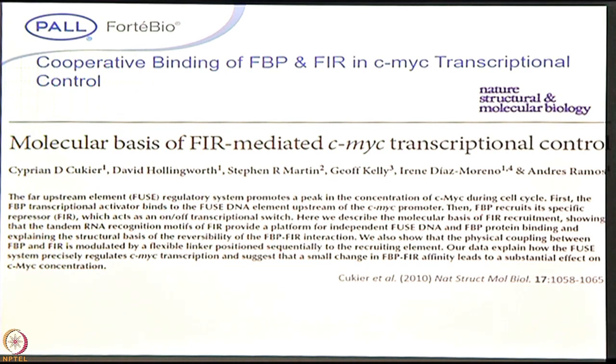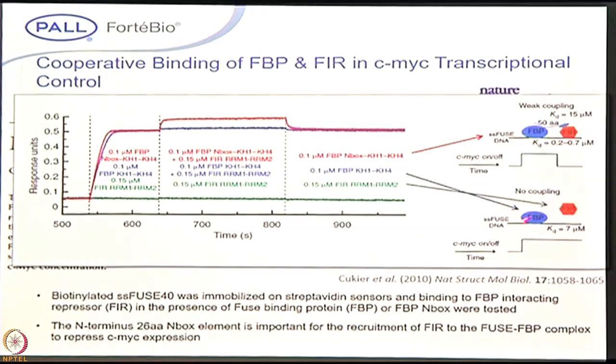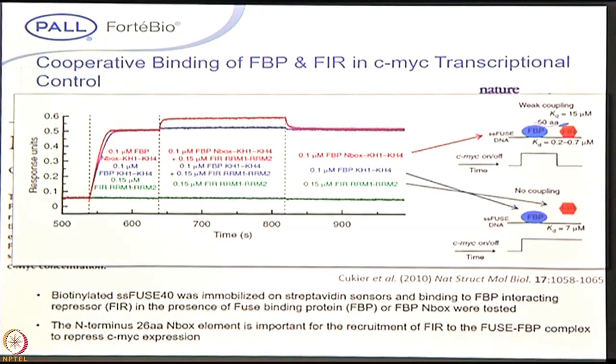So in this experiment, what he had done: he biotinylated the fuse 40 DNA, immobilized it onto the streptavidin sensor, and then performed the binding of the FIR. In presence of the FBP protein only, the FIR is binding. Without this protein, it's not binding. So he concluded like that. It is a very important tool in basic research, where you can quickly screen those.